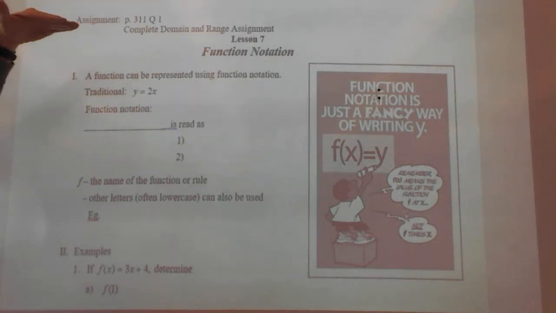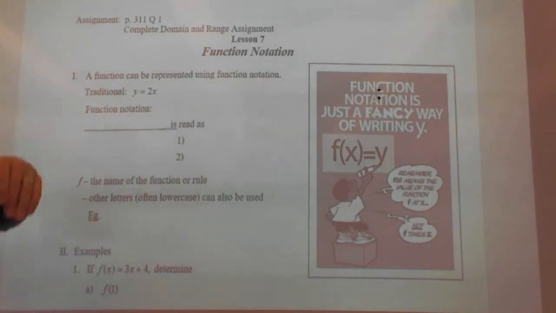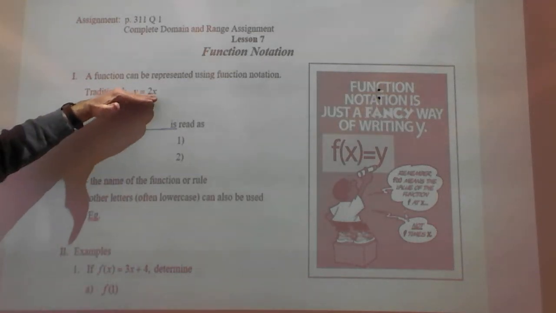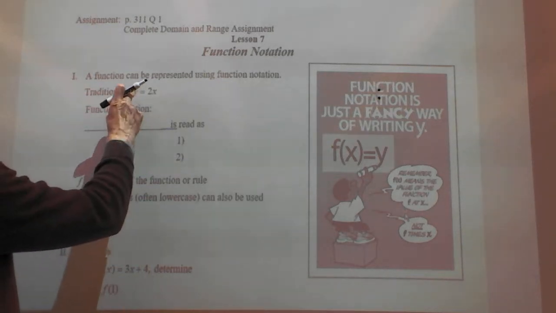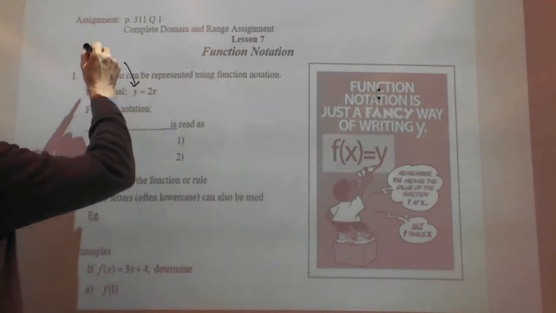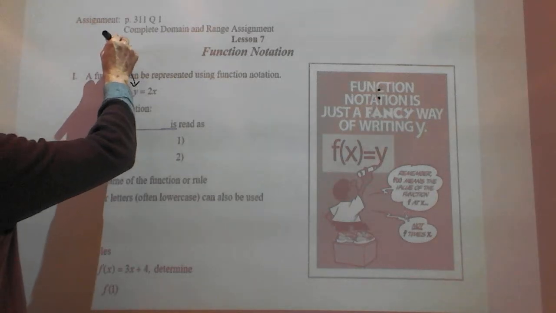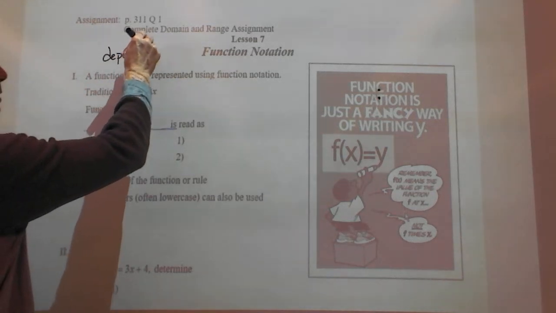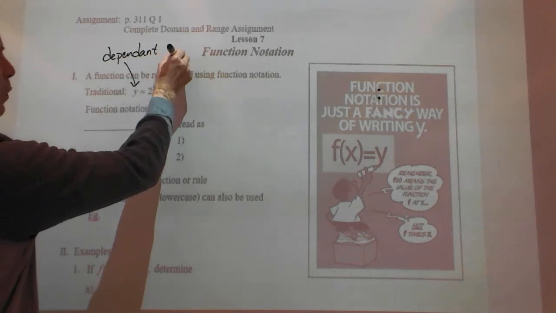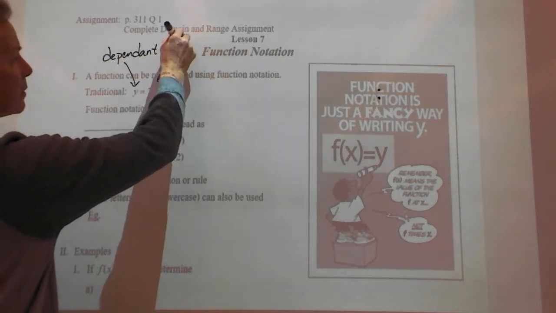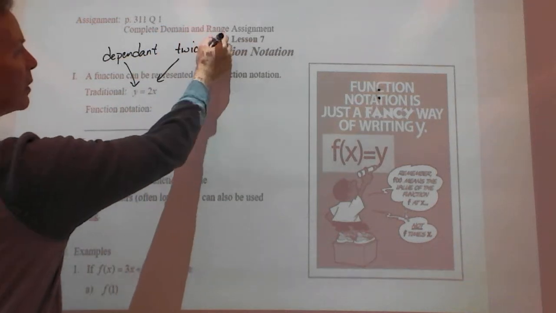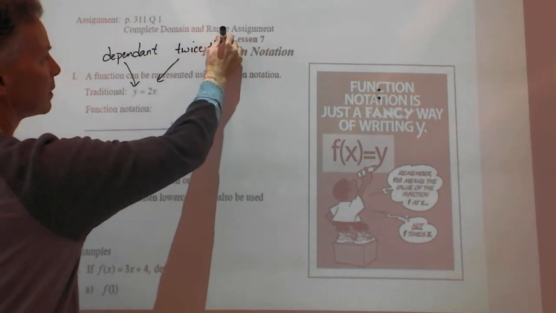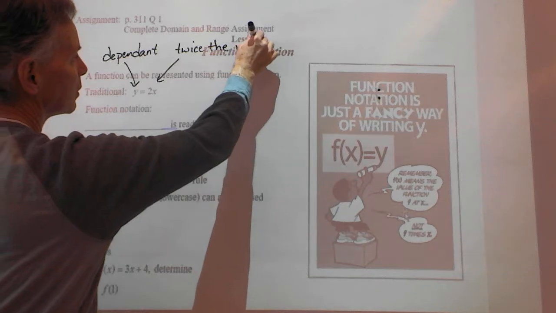Anyways, it's called function notation, and if we had a regular old equation like y equals 2x, which remember simply means that the value of the dependent variable is twice as big, right? 2 times is twice the independent variable.